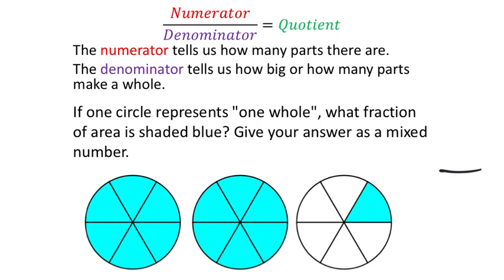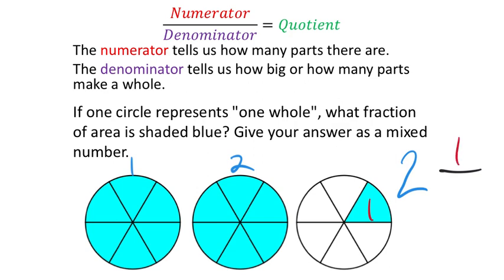And how many whole pieces are there? Well, we count 1, 2 full circles, okay? So in my mixed number, it's 2 and some fractional value. So in the numerator, I would count how many boxes, or in this case, slices, I guess, are shaded blue. There's 1. So it's 2 and 1 something.